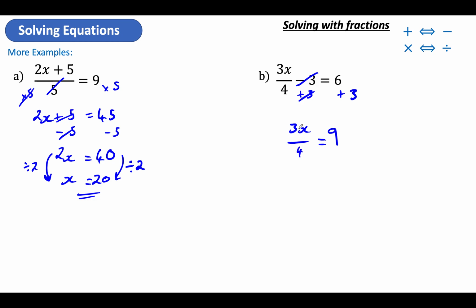Now I don't want this over 4. I don't want the fraction. How do I get rid of divide by 4? Yeah, you're right. I multiply by 4. So we multiply by 4 and that cancels it out. I do it to both sides. 9 times 4 is 36.